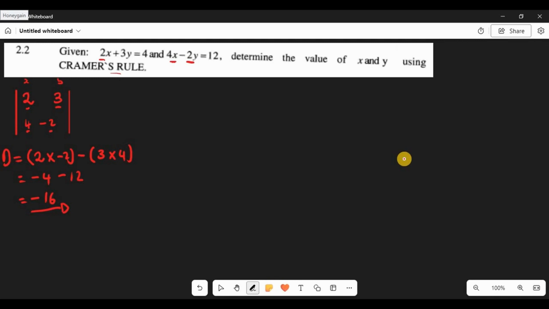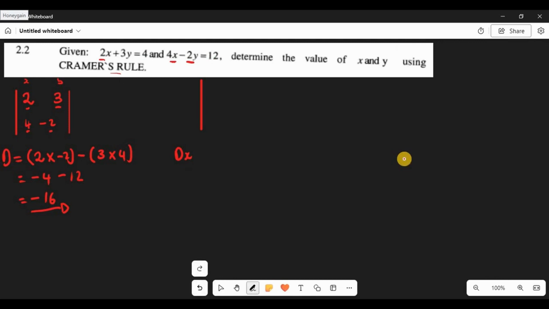But this doesn't mean that you are finished. You need to continue and find the determinant for x and the determinant for y. So let's find the determinant for x. In order for you to find the determinant for x, there's something that you need to do. The very same notation that we've done here, you need to redo it. But this time around, since we are trying to find dx, on the x column, we're gonna put the answers, meaning we're gonna put these ones here, 4 and 12, because we're looking for dx. Right, so let's do it.